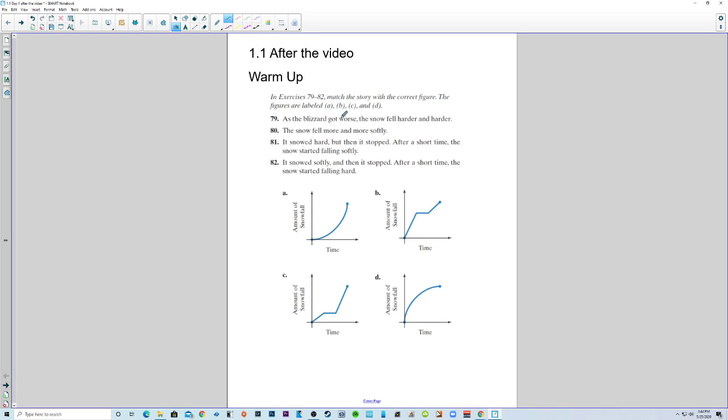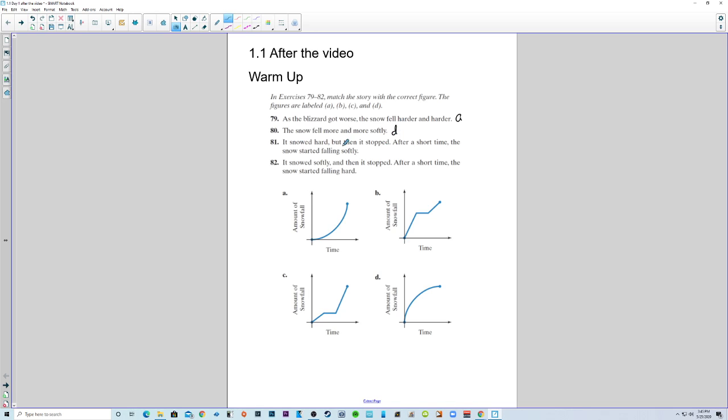79, as the blizzard got worse, the snow fell harder and harder. So it slowly fell over time, but as time went on, there was more and more snowfall. So this is letter A. The snow fell more and more softly, so it started snowing a lot, but as time progressed, there was more snow, but it was accumulating more slowly. So this is letter D.